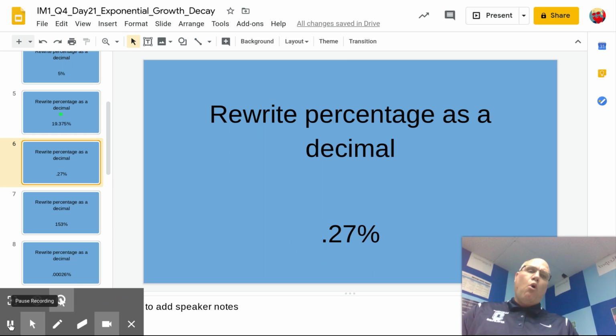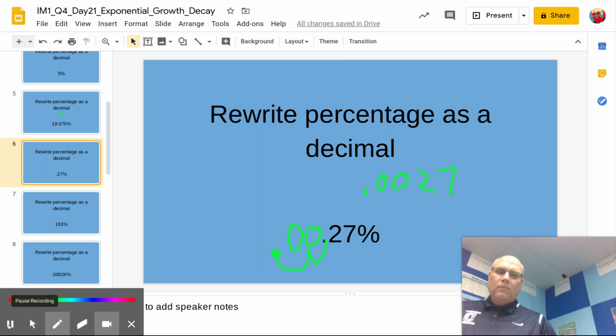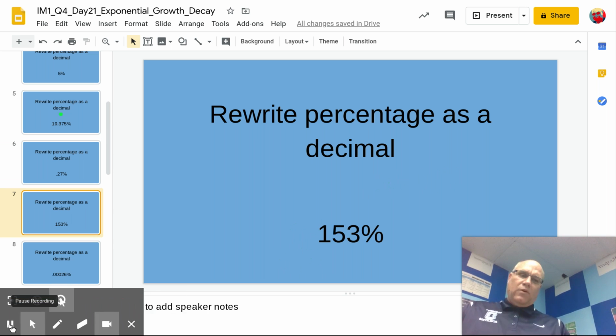Careful on this one, 0.27%. 0.27%, what decimal is that? I hope you got 0.0027 is the decimal that represents 0.27%. Ooh, big one here, 153%.